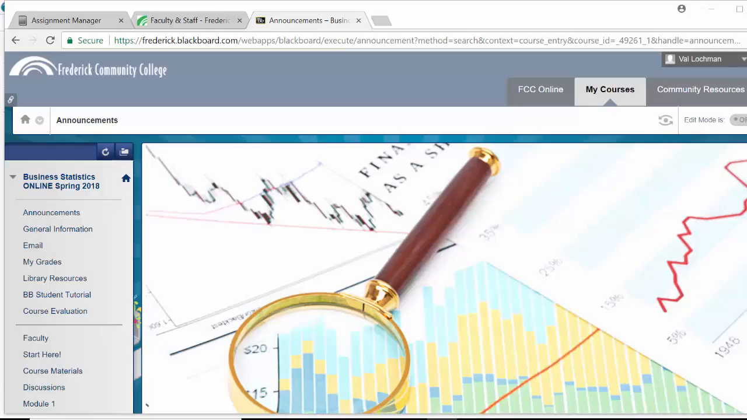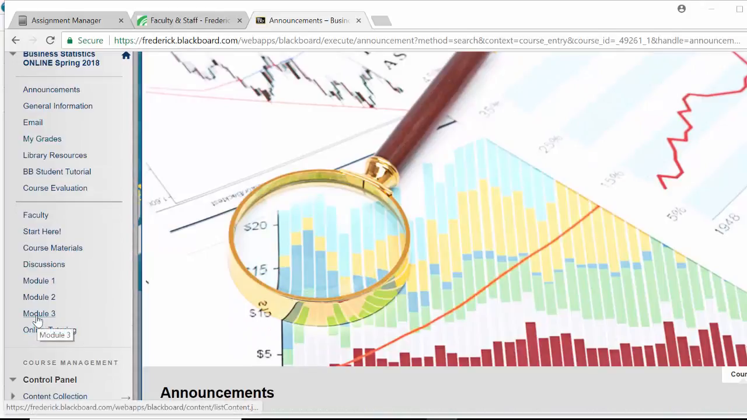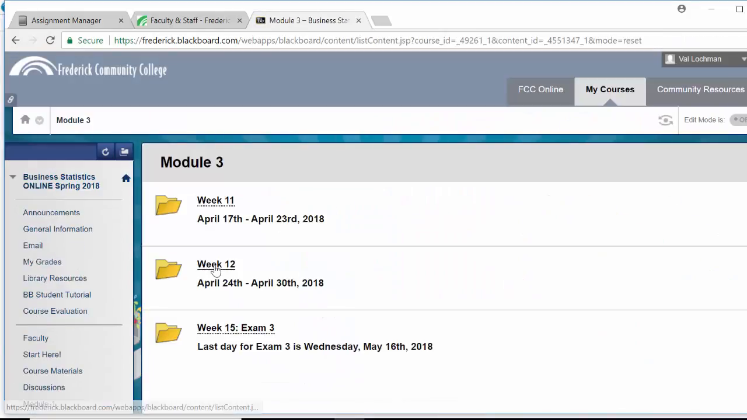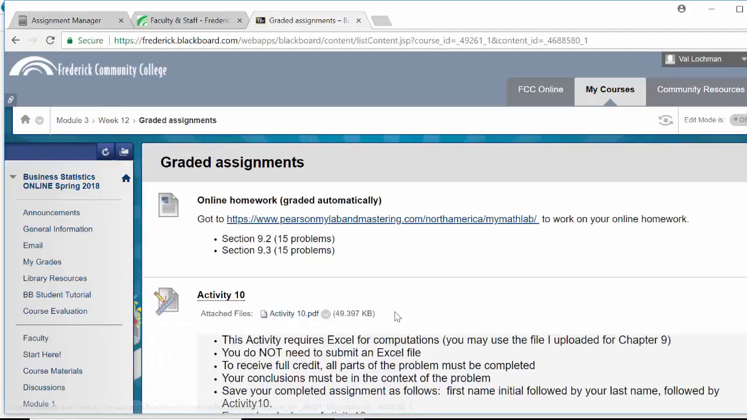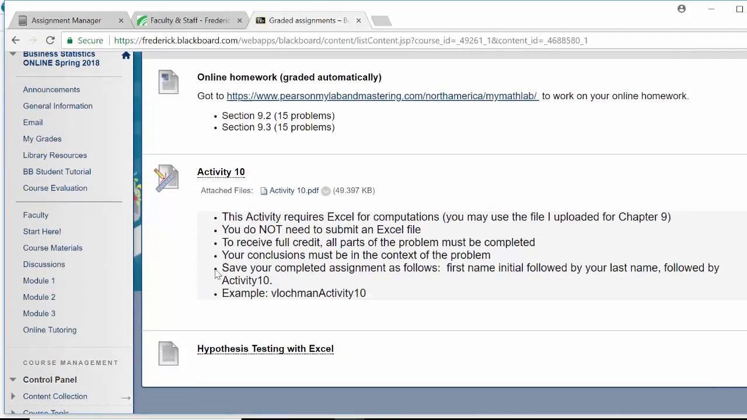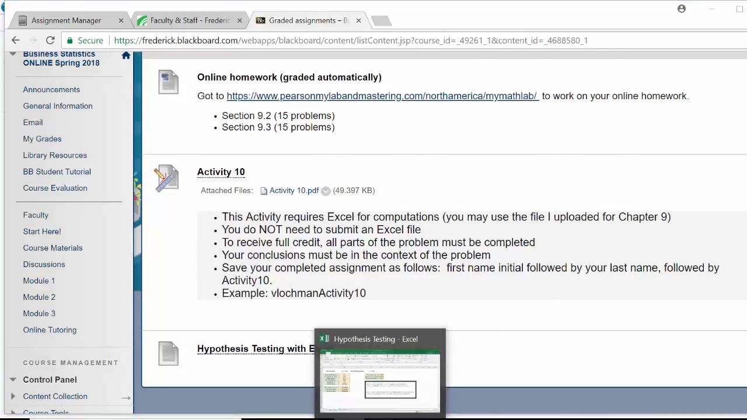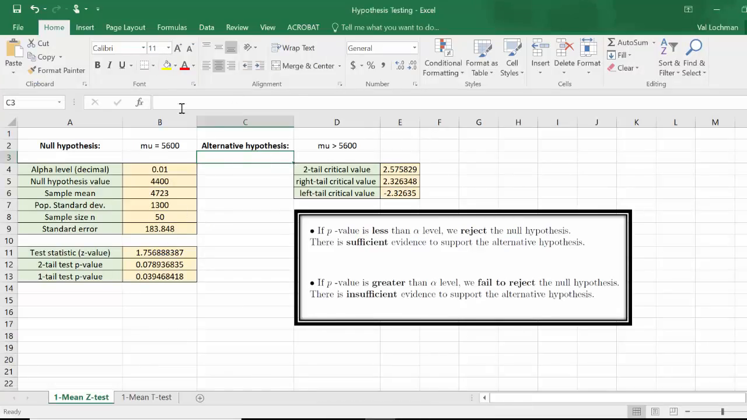In this video, I will show you how to use Excel for hypothesis testing problems. So if you would like to follow this video along, go to Blackboard and go to Module 3, Week 12, and in the Graded Assignment folder, there is a file all the way on the bottom that will let you do all of the computations needed for hypothesis testing relatively quickly. So this is the file that we will be using. It should look like this. You might have slightly different numbers, but that's okay.